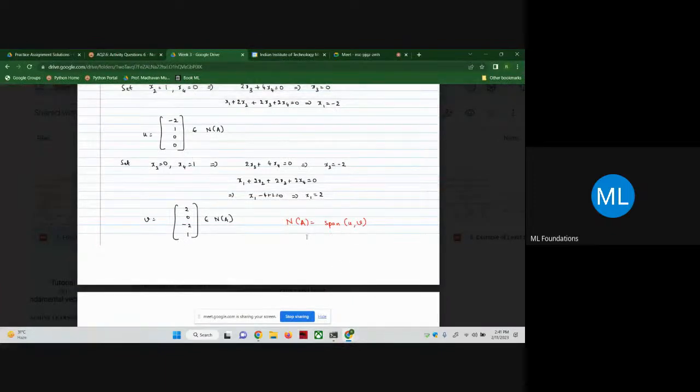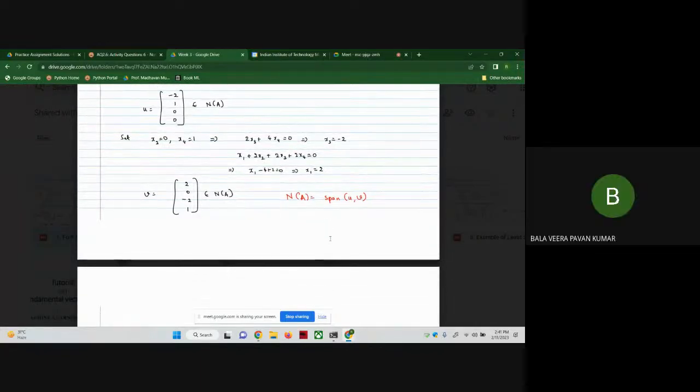Is that clear? Student: Sir, all the vectors of the null space, all the null space is the span. Yeah.